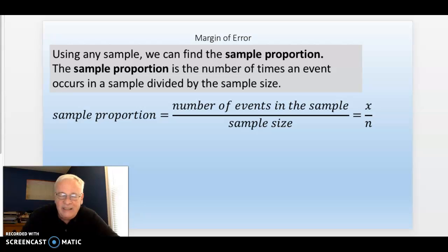Using any sample, we can find what's called the sample proportion. It's the number of times an event occurs divided by the sample size. So if I roll a dice 12 times, that's the sample size. The 12 goes on the bottom. If I'm counting how many times the number 4 comes up, let's say 3 times, the 3 goes on the top.